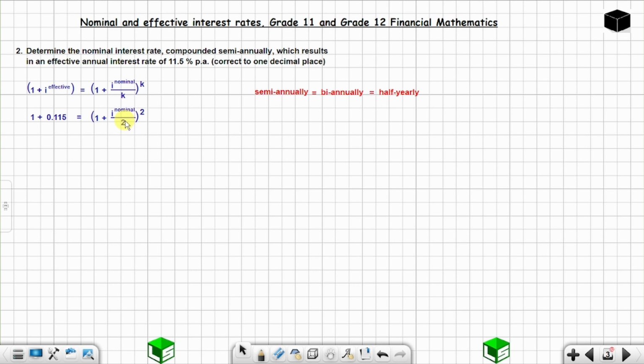Now the question is to determine the nominal interest rate. You are going to take the square root on both sides so that you can get rid of the power. The square root of 1.115 is equal to 1 plus the nominal interest rate over 2. When you get rid of the power, you are left with this. Take the 1 to the left, so you have minus 1. This is what you have on the right side.